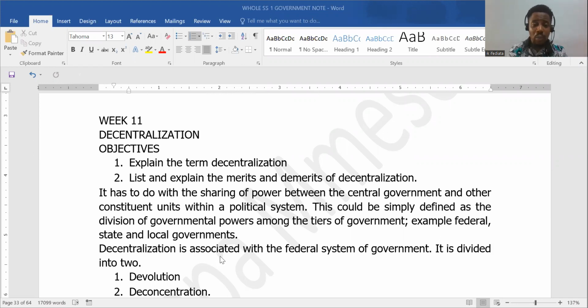So we agreed that the opposite of decentralization is centralization, right? So the concept of decentralization has to do with the sharing of power between the central government and its constituent units. So the governmental power is shared. It doesn't reside with the central government like we had in centralization. Rather, it is shared. So this could be simply defined as the division of governmental powers among the tiers of government. Example, federal, state, and local governments. Each of them has what they particularly do.